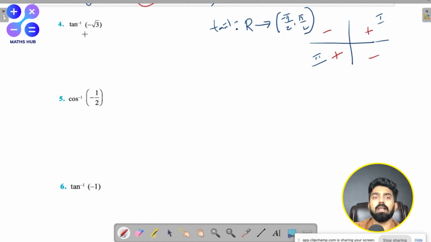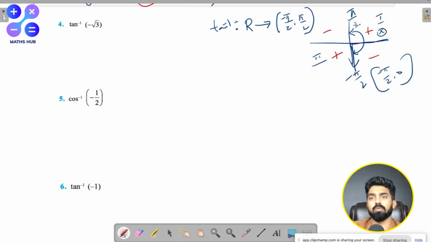So we need to find an angle between these values which is negative, right? Minus pi by 2 is here and pi by 2 is here. So our value is only going to lie in these two brackets, and this is positive, this is also out. It's only going to lie between 0 and minus pi by 2, right? So minus pi by 2 to 0 is the only range we need to look at. Now it is minus root 3. So we know that tan pi by 3 is root 3, right?